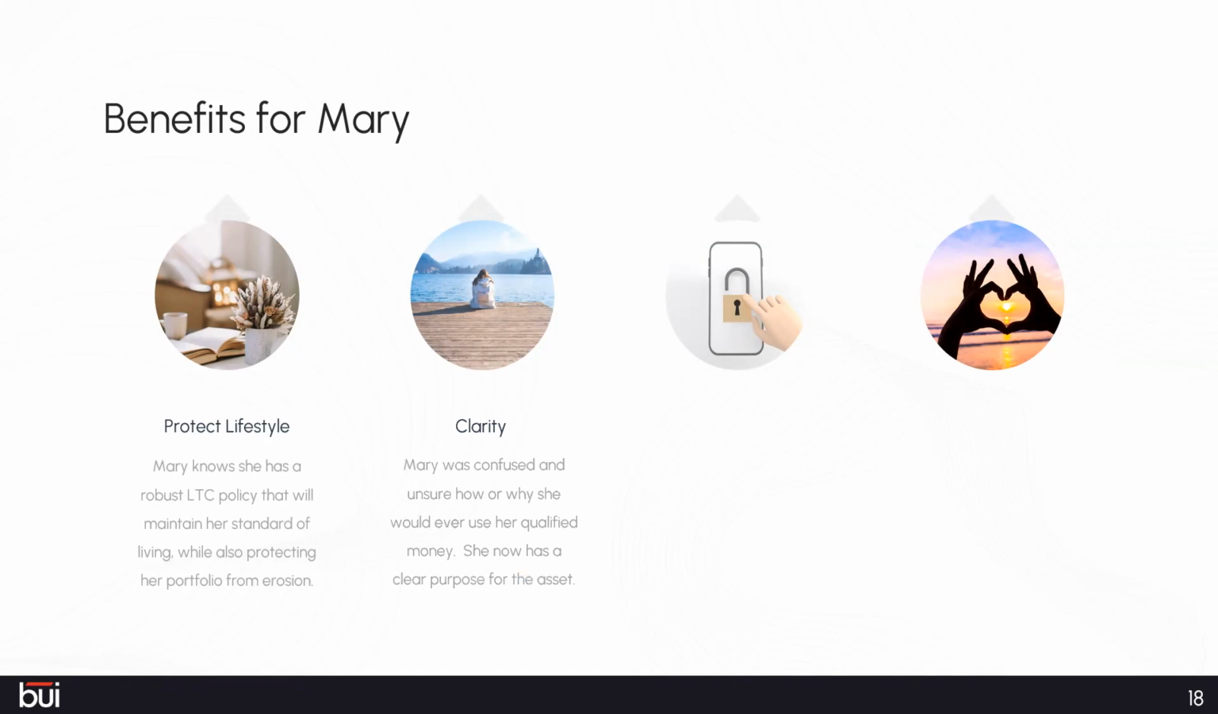Secondly, she has clarity. She didn't see herself ever touching that IRA, and was unsure how to make it work for her. This strategy better aligned with her goals and objectives. Number three, Mary's protected her privacy. She felt the provision of care with her children would be awkward, embarrassing, invasive. She's much more comfortable with the idea of professional caregivers.